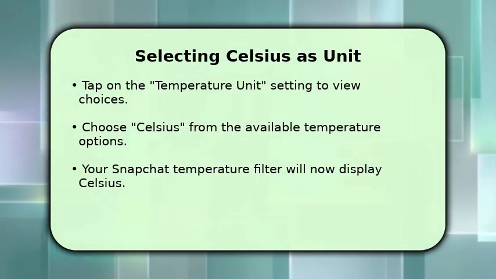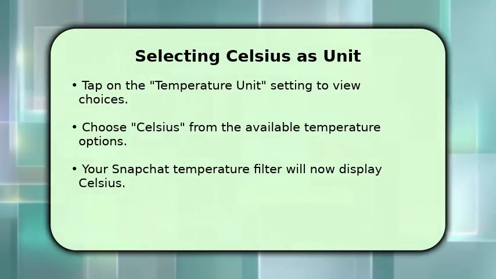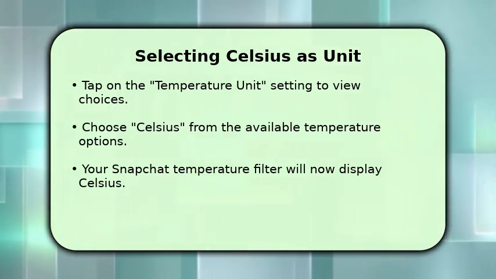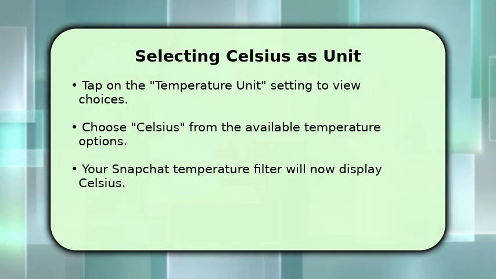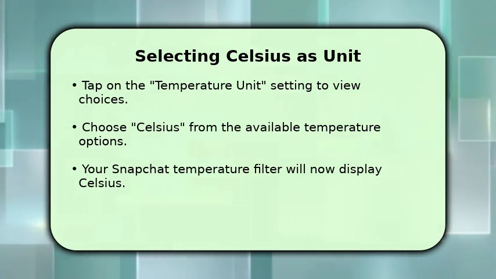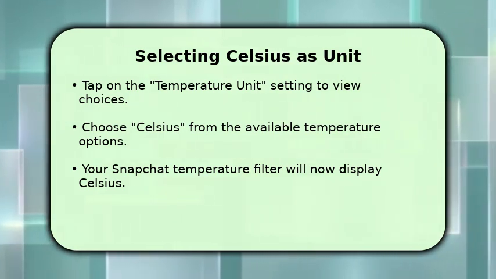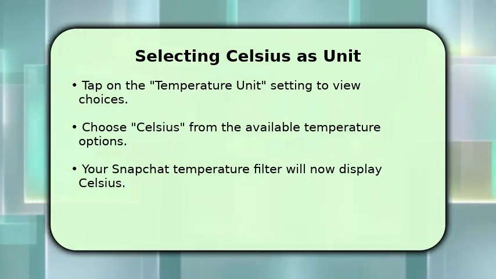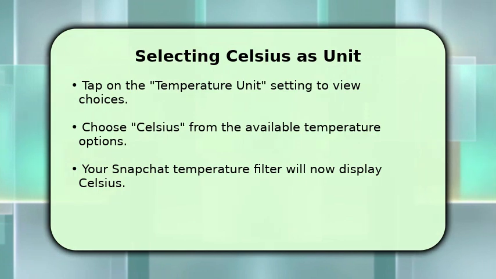Once you have found the temperature unit setting, tap on it to reveal the available choices. You will typically see options like Fahrenheit and Celsius. Simply select Celsius from this list. Your Snapchat temperature filter will now be configured to display temperatures in degrees Celsius, providing the measurement you prefer.